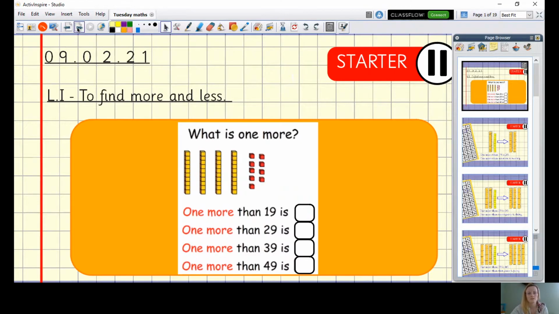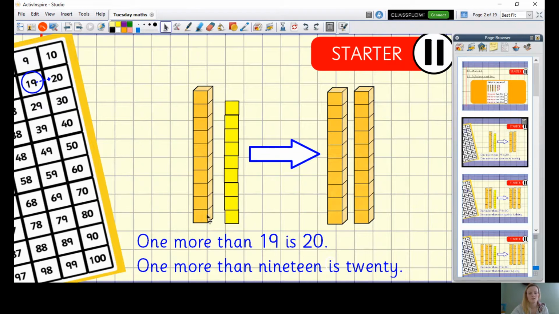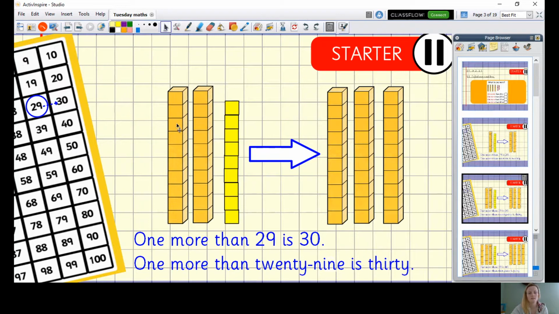Okay, we are going to discuss some of the similarities. So 1 more than 19, I've circled 19, 1 more than 19 is 20. So I had 1 10 and 9 ones, which have then gone and turned into 2 10s, which are representing 20. Okay, let's have a look at 1 more than 29. This time there's 2 10s and 1 9, which turn into 3 10s. So I've got 29. 1 more than 29 is 30.